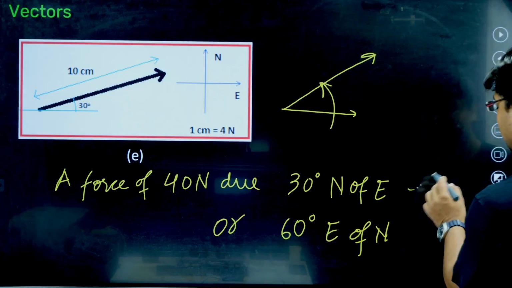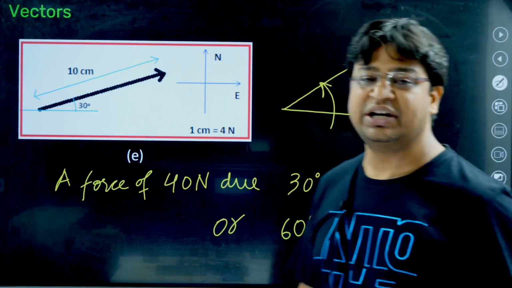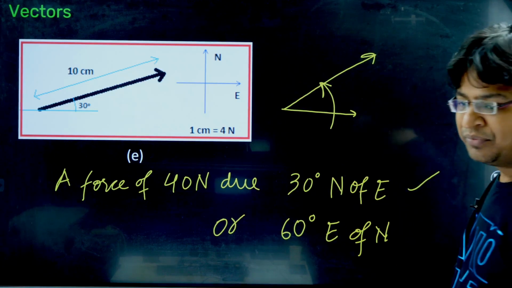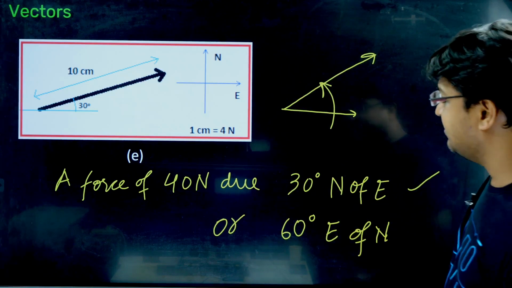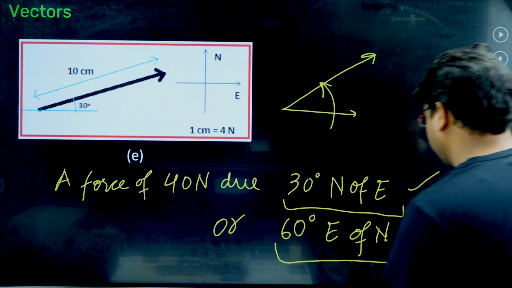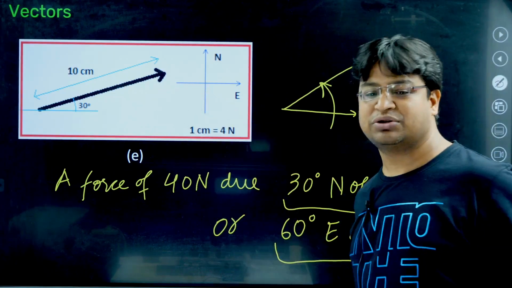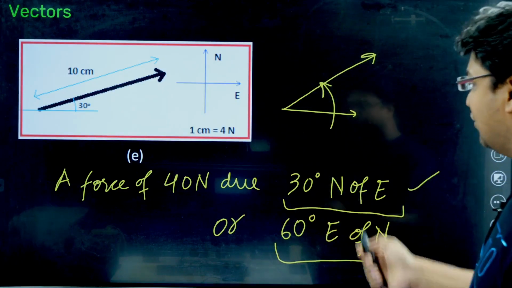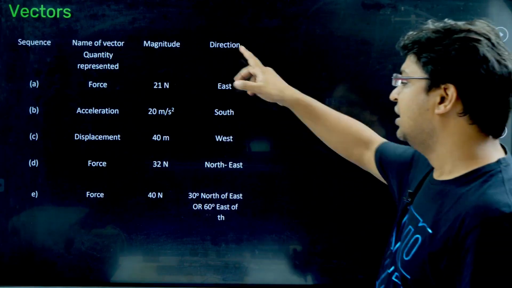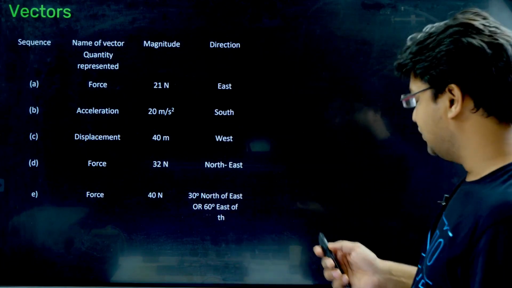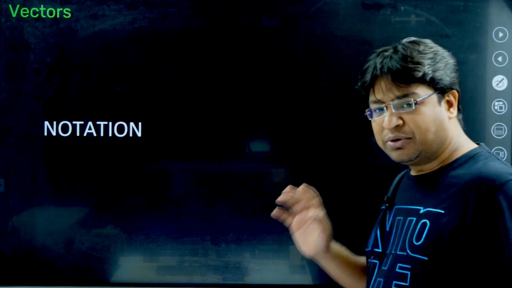The better way is this one, because here you are using a smaller angle, clearly indicating that the direction is closer to the east one. Okay, so please keep this in mind, because mostly students will end up calling this also northeast, which is not right. I hope the representation part is clear. These are all the 5 answers that I've given you. So that was about representation.